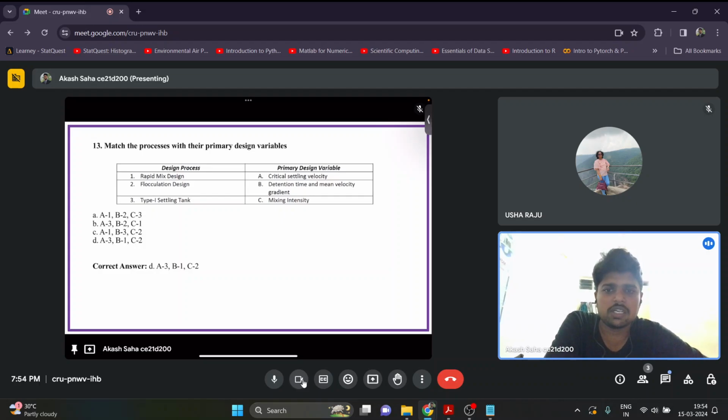For my flocculation design, it's the mixing intensity. Based on my mixing intensity, the flocculation design will be governed. And for type 1 settling tank, we saw the critical settling velocity is important. That is the VS, critical settling velocity, which we can find out from Stokes law. So that is important for my type 1 settling tank. So the correct option is option D.